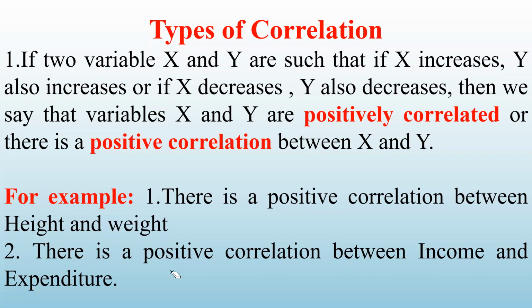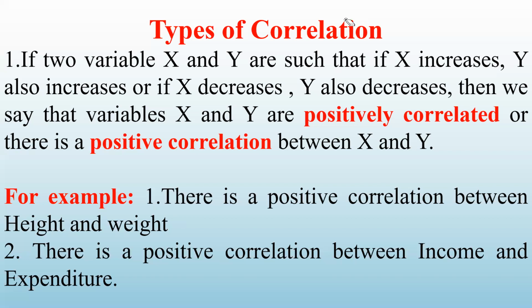Second example, there is a positive correlation between income and expenditure. If the income is increasing, expenses also increase. So there is a positive correlation between income and expenditure.